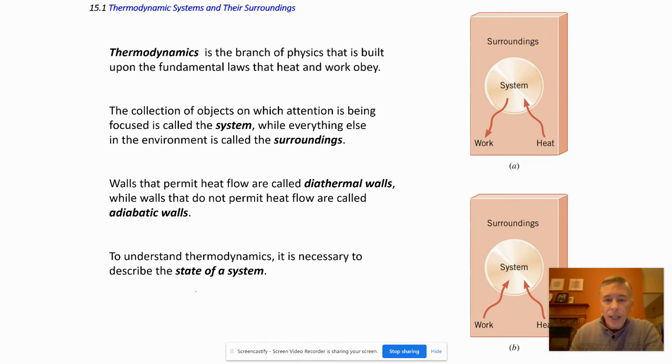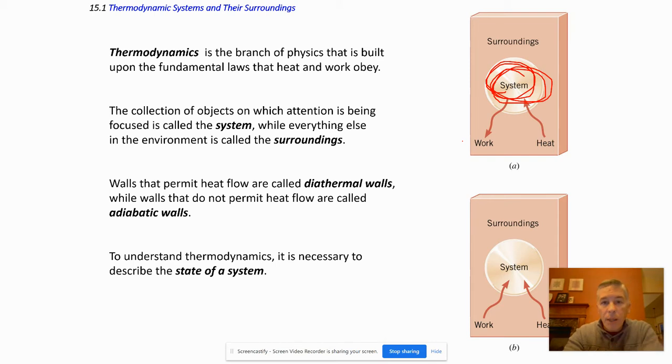So thermodynamics is really this branch of physics that's built upon the fundamental laws that heat and work obey. When we have some kind of system, and this system is usually going to be a gas, we talk about the work being done by the system or work done on the system, heat going into the system or heat coming out of the system. These are all going to be important.